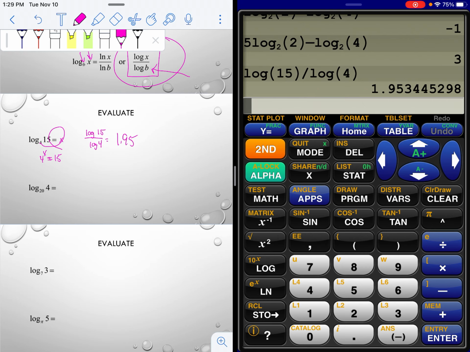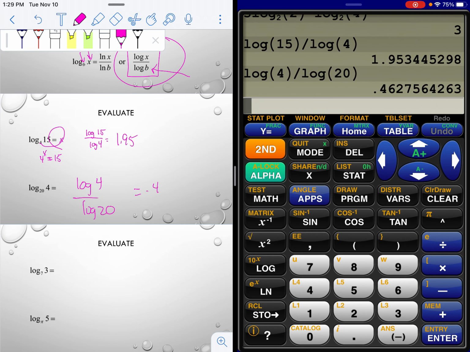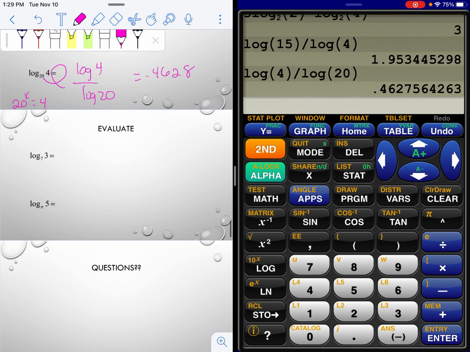Okay, the next one, same thing. Log of 4 divided by log of 20. We get 0.4628 if we're rounding. Again, if we rolled the log here and did our e trick, 20 to what power equals 4, we cannot get those bases equal. So that's why the change of base formula is there and how it's effective.